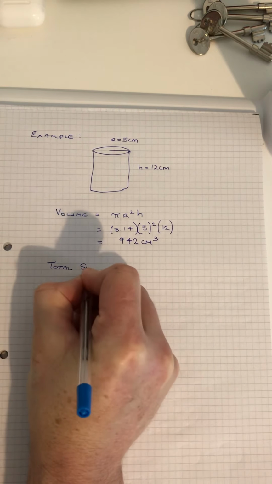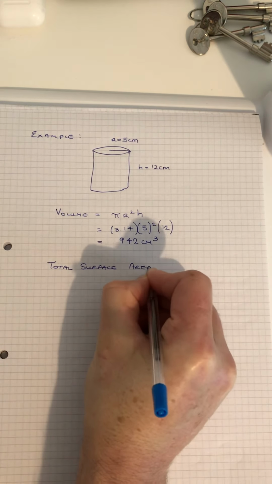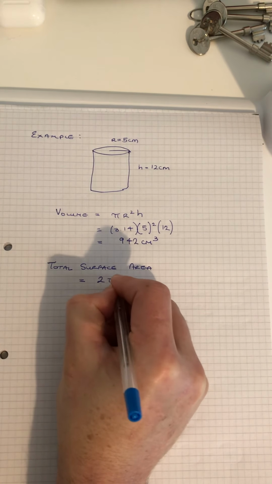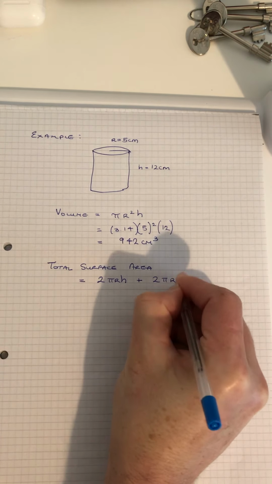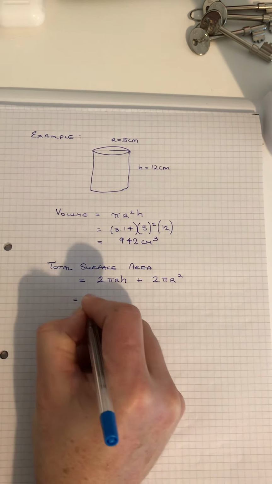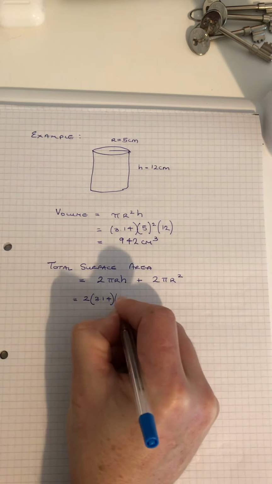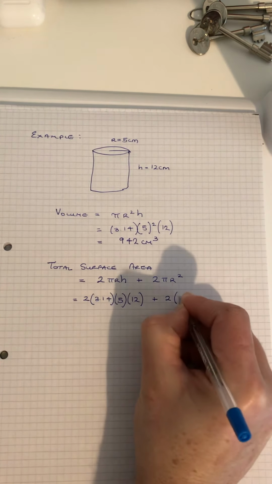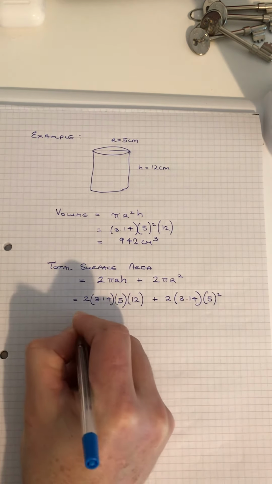Whereas if I do the total surface area, it is equal to 2 pi r h plus the 2 circles pi r squared, so 2 times the circles, which in this case would be 2 times 3.14 by 5, the height is 12, plus 2 times 3.14 by 5 squared.